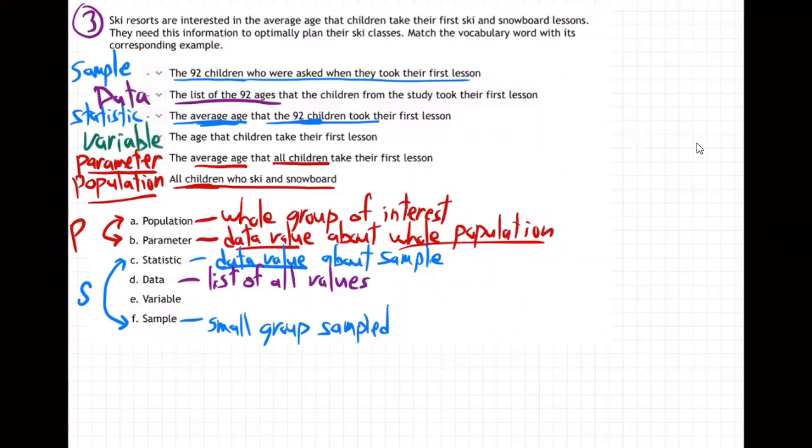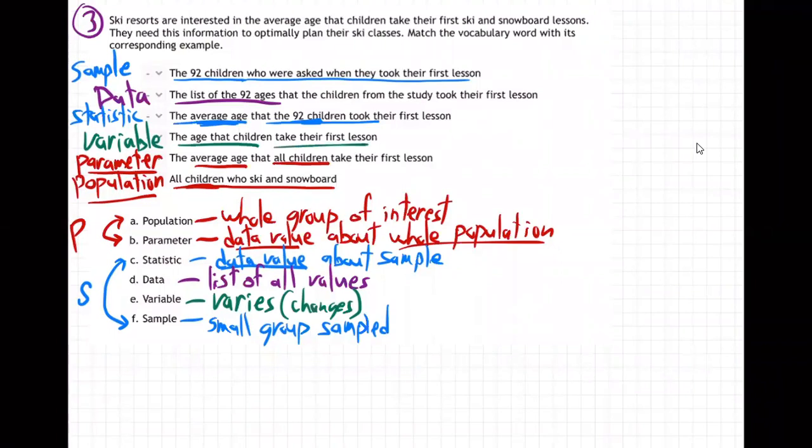And right, it's the age. It varies, right? It's a variable, meaning it varies, it changes. So you think, what do you mean it changes? Well, they age, right? Age changes. Age is a variable. It is something that changes, right? Your age is changing year by year, so is mine. It's a variable. So that's the variable, the age when children take their first lesson.